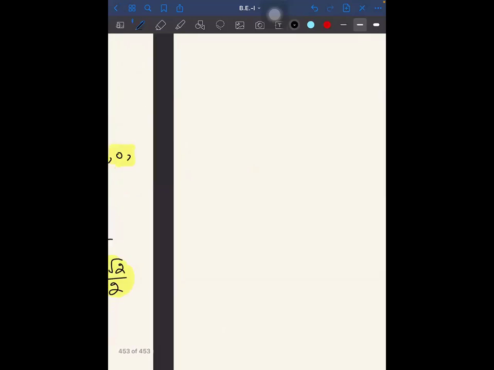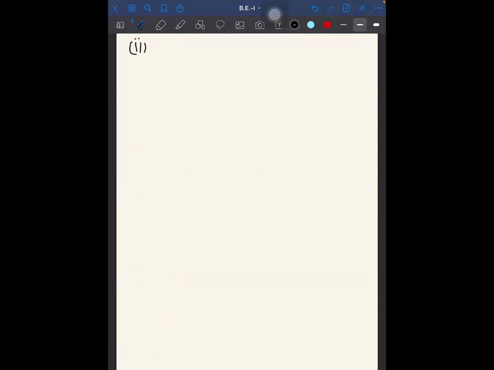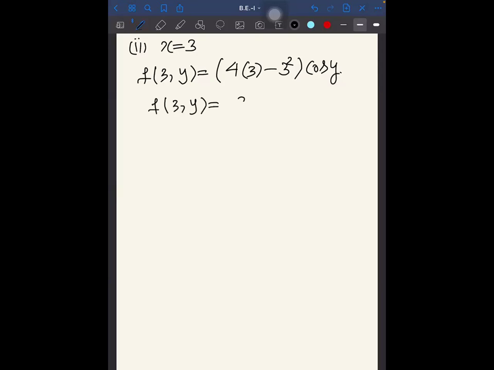Now take the next boundary, that is x is equal to 3. Okay. Again, this becomes f(3, y). So 4 into 3 minus 3 squared into what? Cos y. Is it okay? Right. So this will again give you the same thing, 3 cos y.